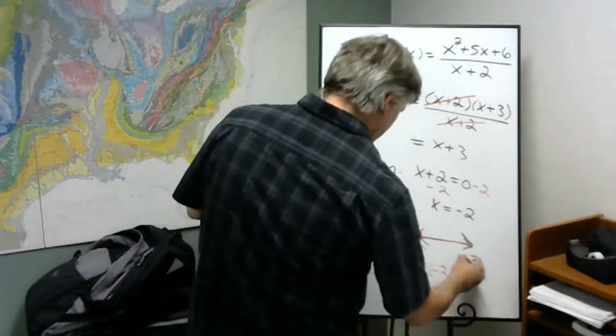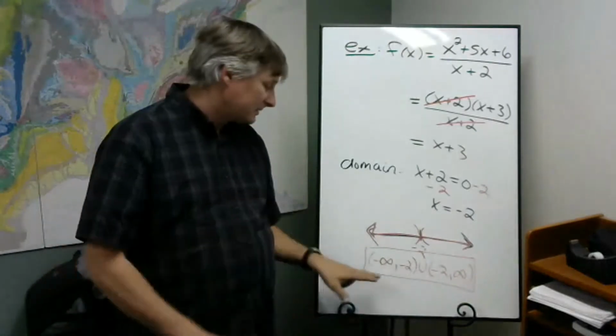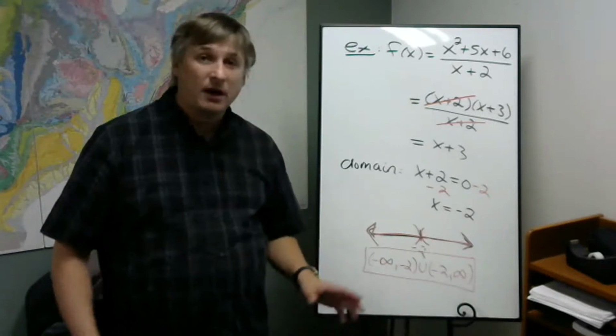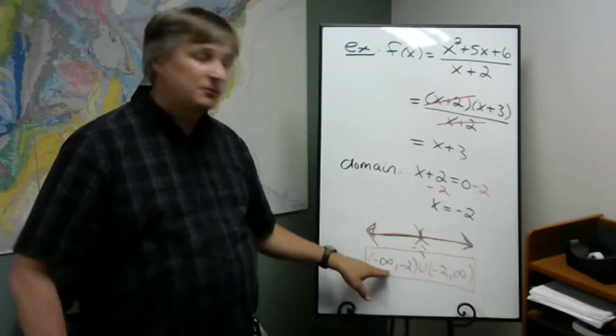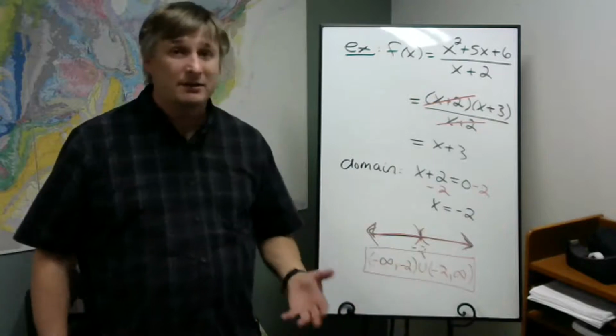So for the domain, that's going to be our answer: this interval union with the interval on the right. In other words, the interval to the left of -2 union with the interval to the right of -2.